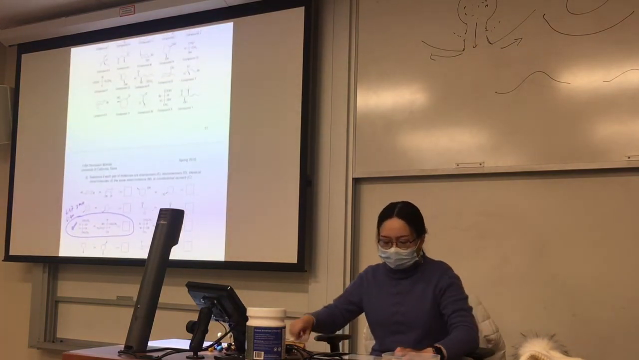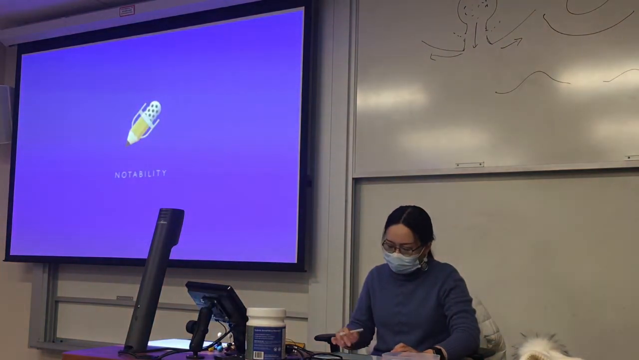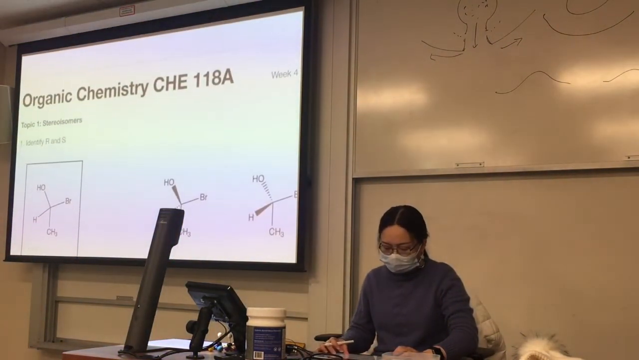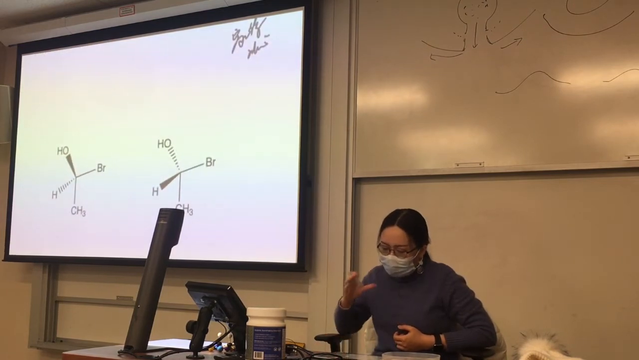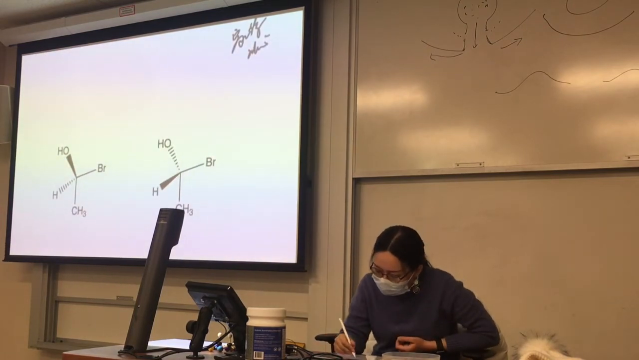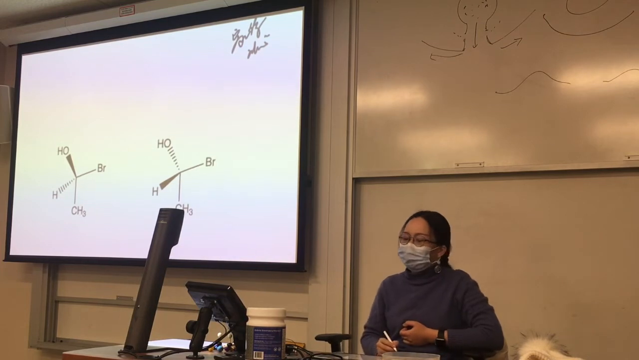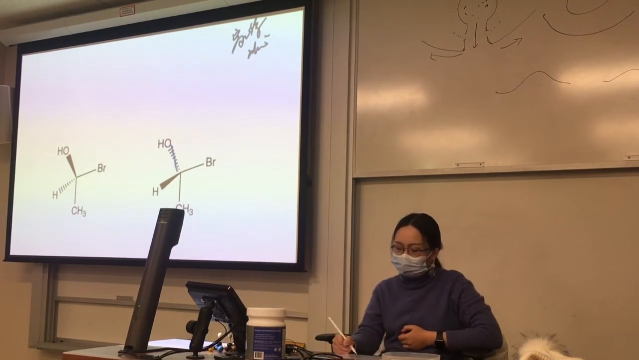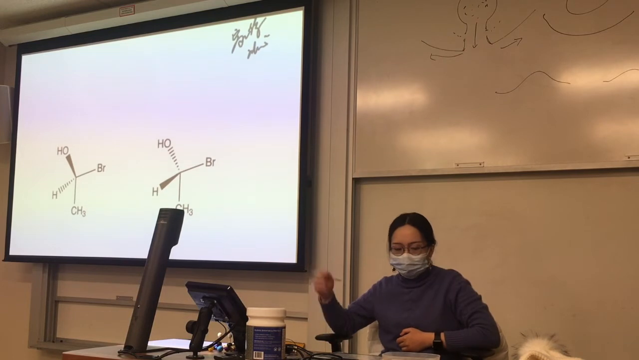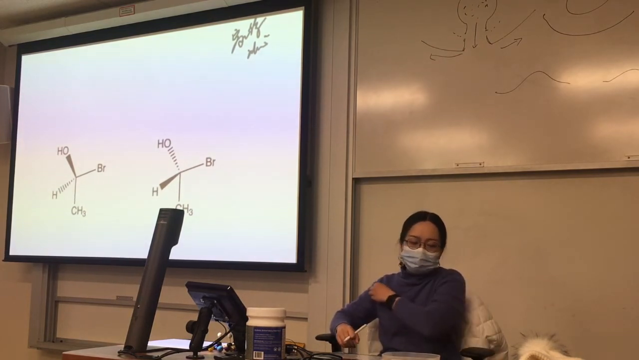Okay, let's come back to my notes. Some tricky things. After that one, I think this should be an easy one, right? So assign R and S for these two. Of course, they are opposites, because the OH is dashed in and the OH is wedged out. But there's something I want to teach you. So assign R and S for this one.